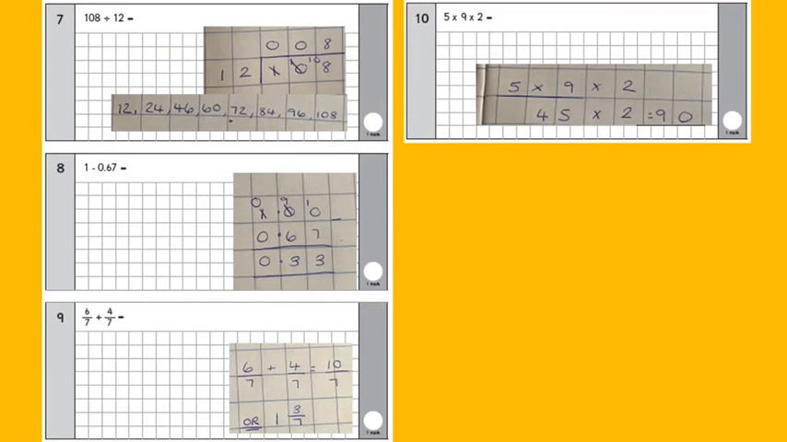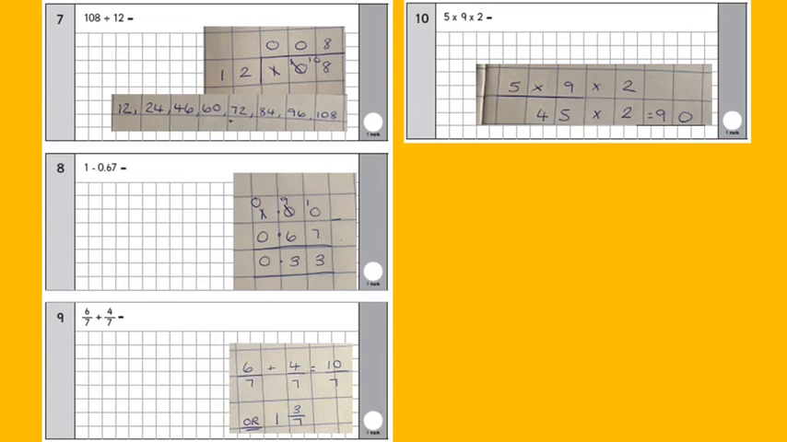Number 9, we've got 6 sevenths add 4 sevenths. Again, that is a nice one because you've got denominators which are the same, so you don't need to worry about that too much. So you've got 6 and 4 added together, which is 10. Obviously, you don't add your denominators together, that just stays as 7. So I have got 10 sevenths, which would be fine as an answer. However, it is an improper fraction, so some of you would probably have been able to realise that you could turn that into a mixed number, which would be 1 whole and 3 sevenths, because you can get one whole group of 7 out of 10, and you would have 3 left over.